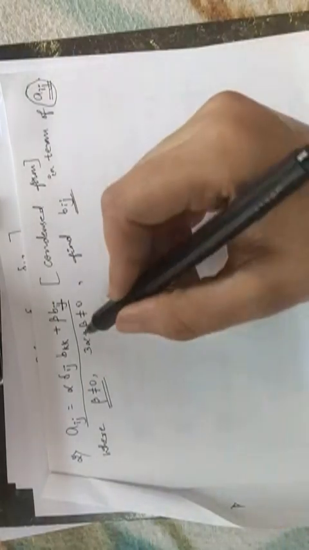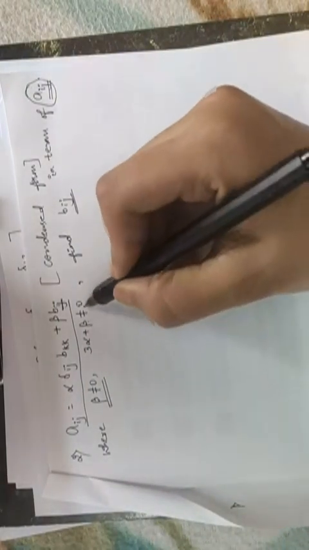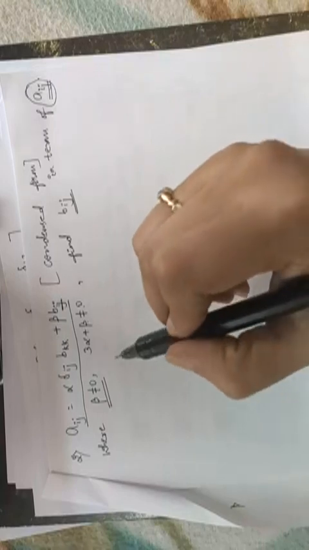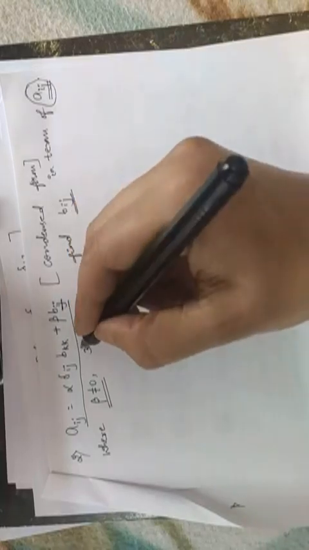We have to express this equation in terms of Aij. Here they have given Aij in terms of Bij. We have to find out Bij in terms of Aij. For that they have given data, that is beta is not equal to 0 and 3 alpha plus beta is not equal to 0. You can think why we have 3 alpha here, right?